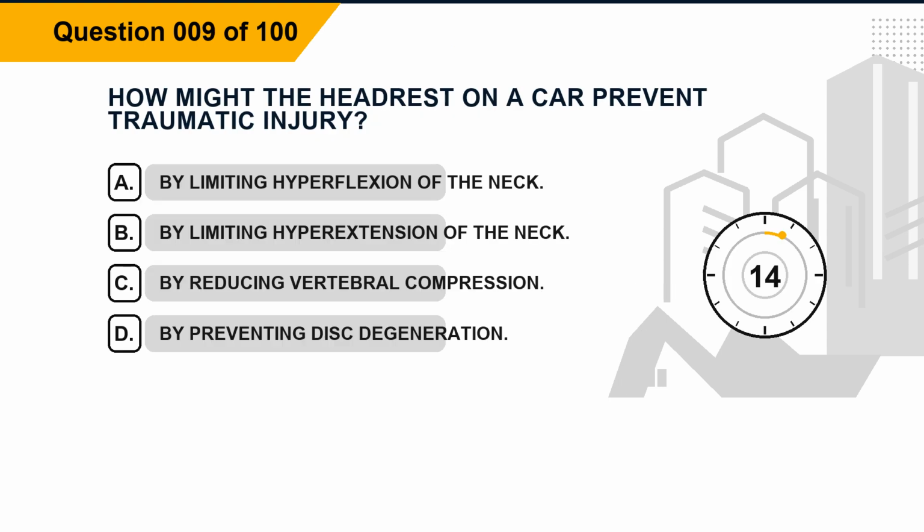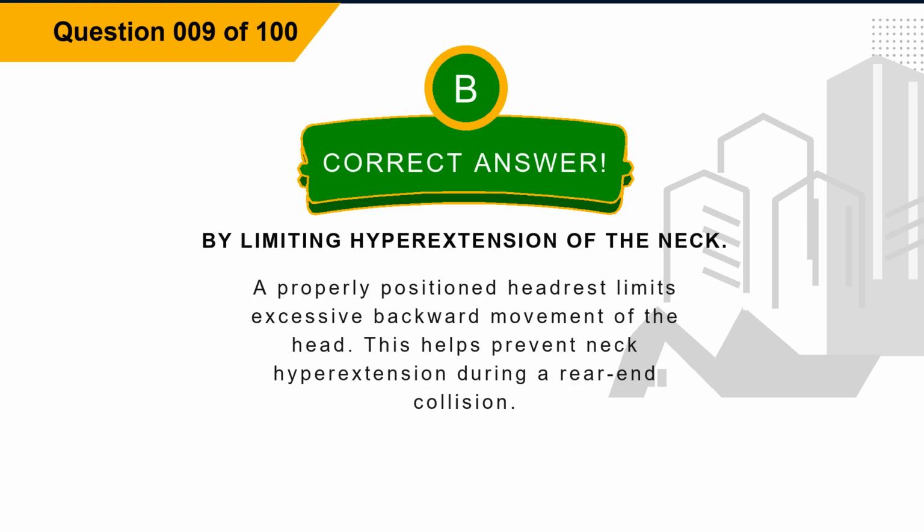Question 9. How might the headrest on a car prevent traumatic injury? Option A, by limiting hyperflexion of the neck. Option B, by limiting hyperextension of the neck. Option C, by reducing vertebral compression. Option D, by preventing disc degeneration. The correct answer is option B, by limiting hyperextension of the neck. Explanation. A properly positioned headrest limits excessive backward movement of the head. This helps prevent neck hyperextension during a rear-end collision.